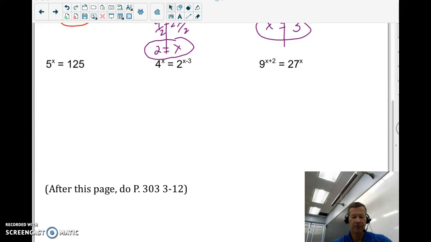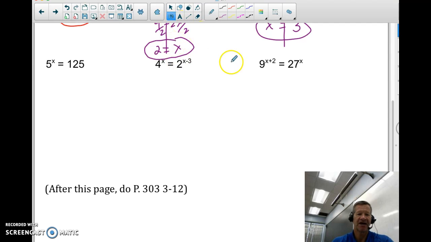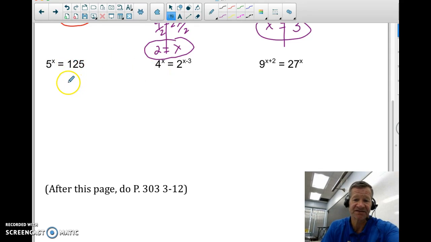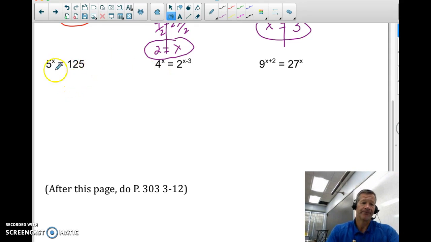Continuing on with solving exponential equations using the property of equality for exponential equations, we now see we have three equations where the bases on each side are not the same. Okay, now this first one, we have 5 to the x power, but you notice we don't have 5 to a power over here. Well, this is where that table we created might come in handy.